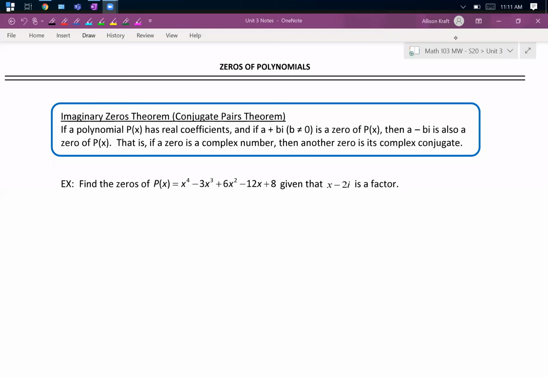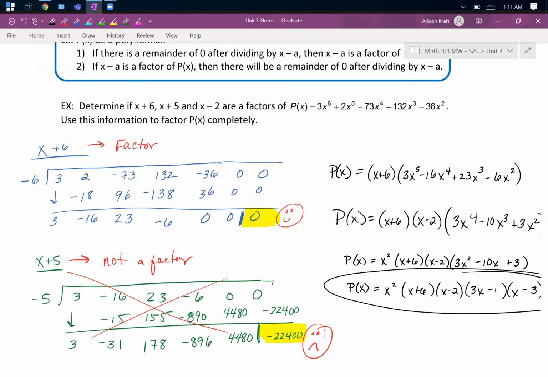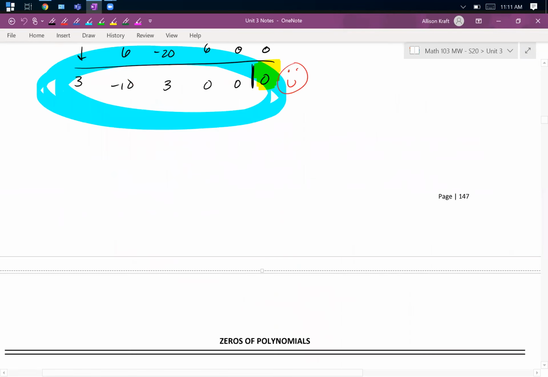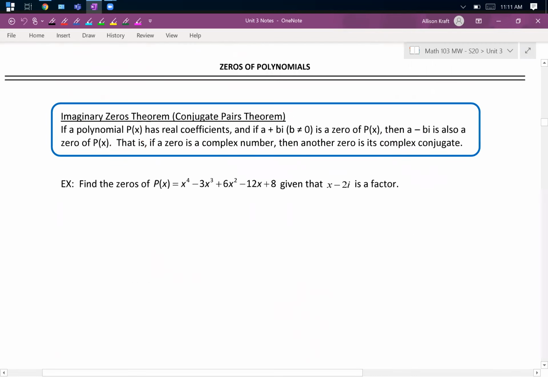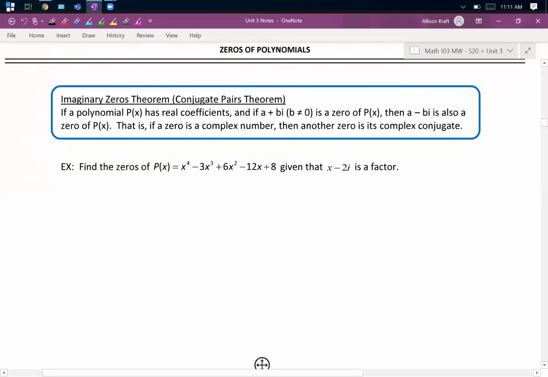All right, so we left off, right? We were talking about zeros of polynomials. Hopefully you did some reviewing, remembering how to divide using synthetic division or long division. Also recall that if you divide and you get a remainder of 0, then that means that you have a factor. So the first thing we're going to talk about today is the imaginary zeros theorem, also called the conjugate pairs theorem.